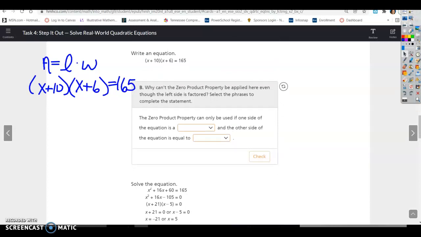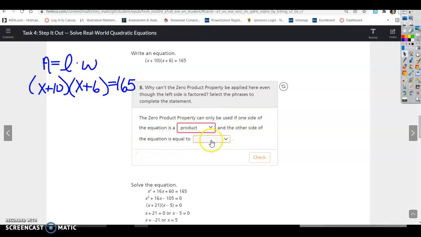All right, so it says write an equation, okay? We've done that. And it says, why can't the zero product property be applied here? Well, remember the zero product property says you have a product equals 0. That's why it's called the zero product property. This is not equal to 0, so we're going to have to do a little bit of work to this equation before we can use it. The zero product property can only be used if one side of the equation is a product and the other side is equal to 0. So we have the product, but it's not equal to 0.